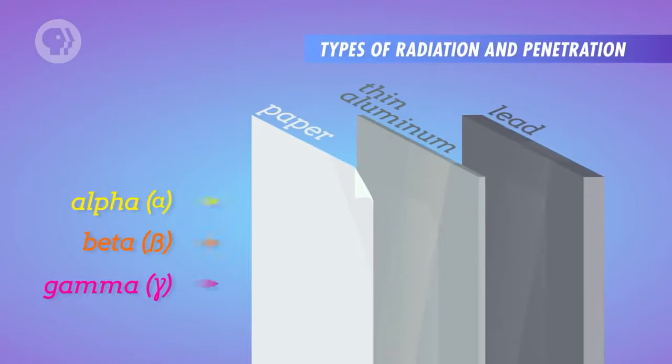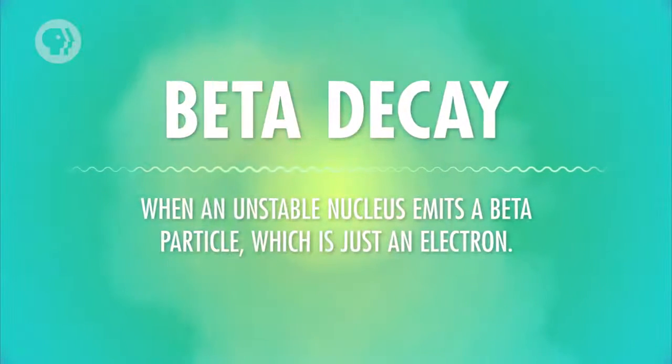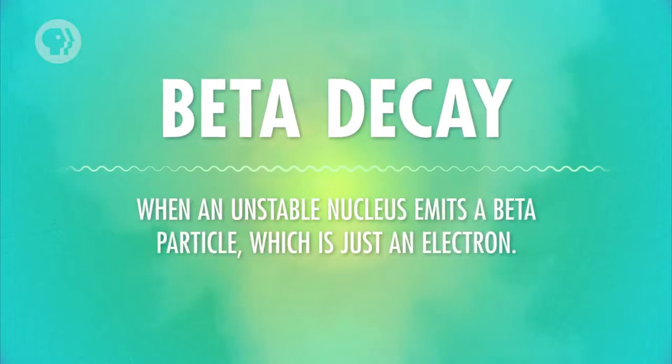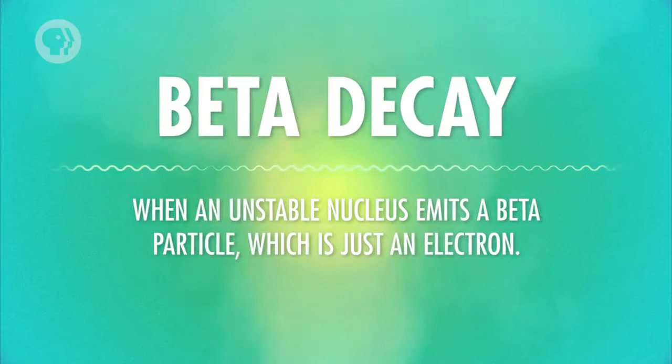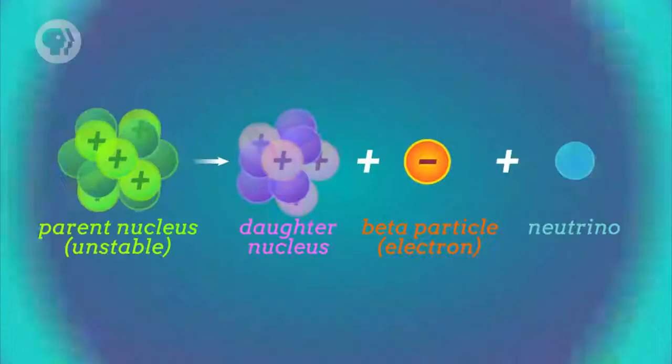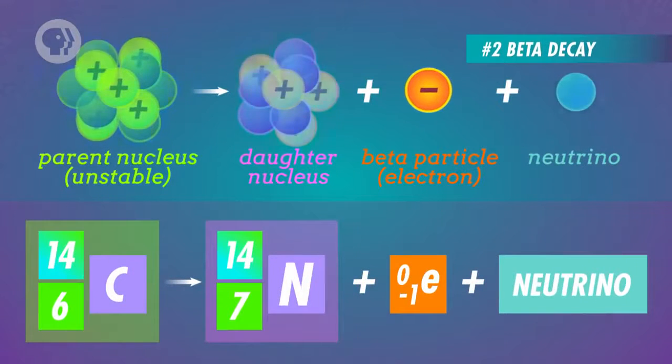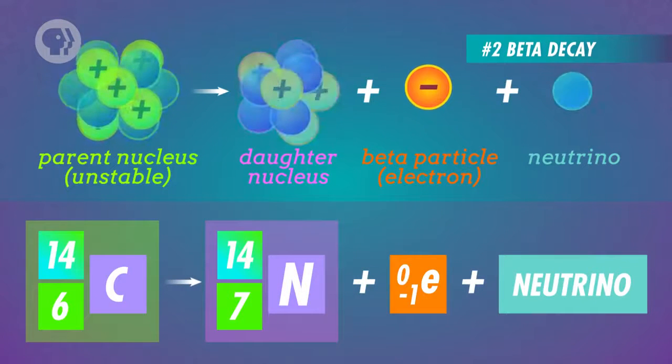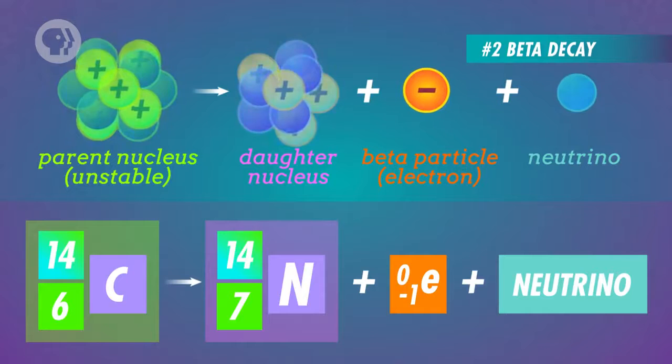But alpha particles have the least penetrating power of the 3 groups. They're barely able to pass through a piece of paper. The second type of decay that can occur is beta decay, when an unstable nucleus emits a beta particle, which is just an electron. You'll see that whenever an electron is produced, so is a neutrino. A neutrino is a particle with a very small mass that is electrically neutral. Its existence is inferred from the conservation of energy.